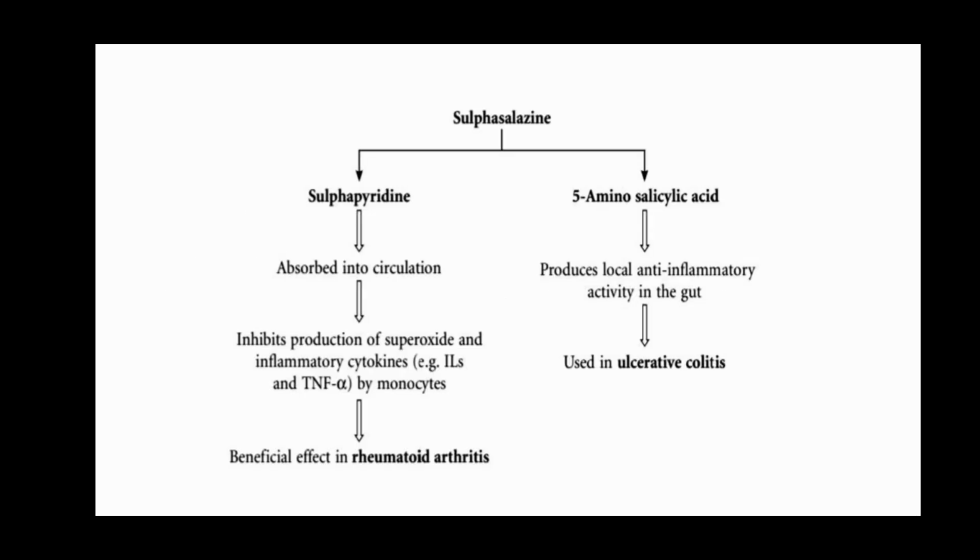Here, sulfasalazine is metabolized to sulfapyridine and it is absorbed into the circulation. It inhibits the production of superoxide and inflammatory cytokines by monocytes, and it has a beneficial effect in rheumatoid arthritis. And the other byproduct is 5-aminosalicylic acid. It produces a local anti-inflammatory activity in the gut, so it is used in ulcerative colitis.